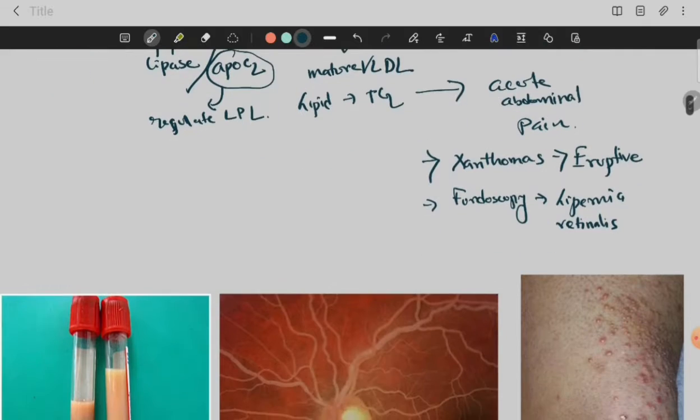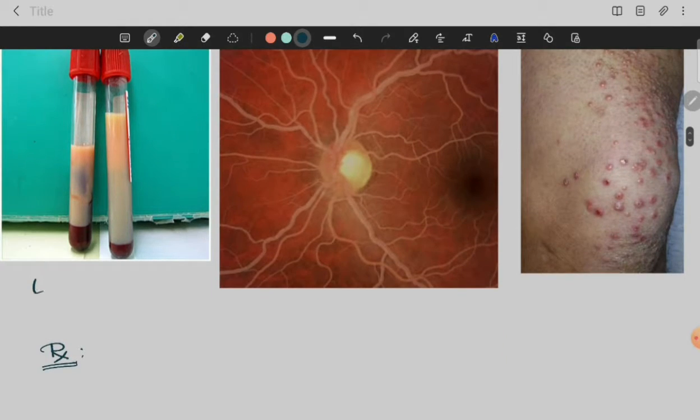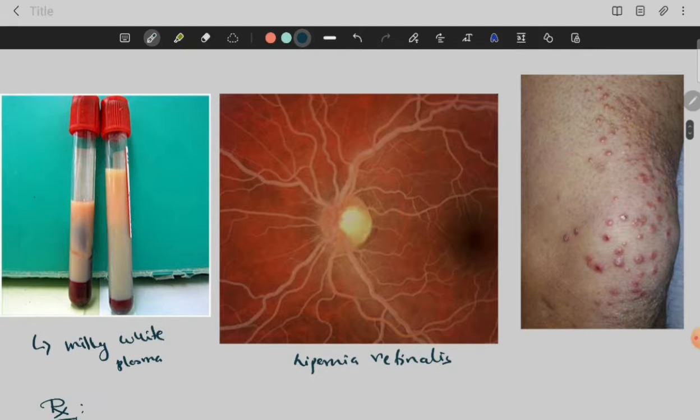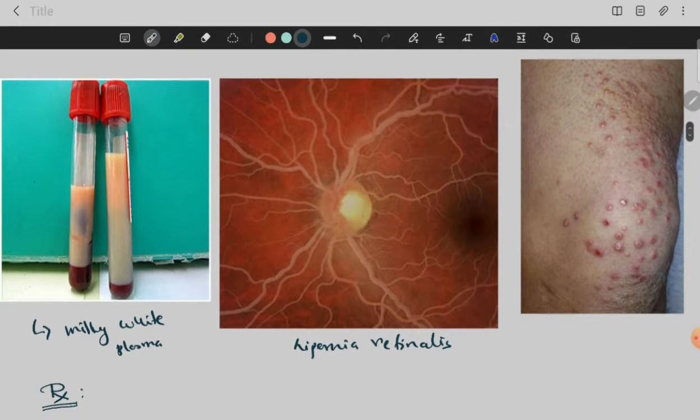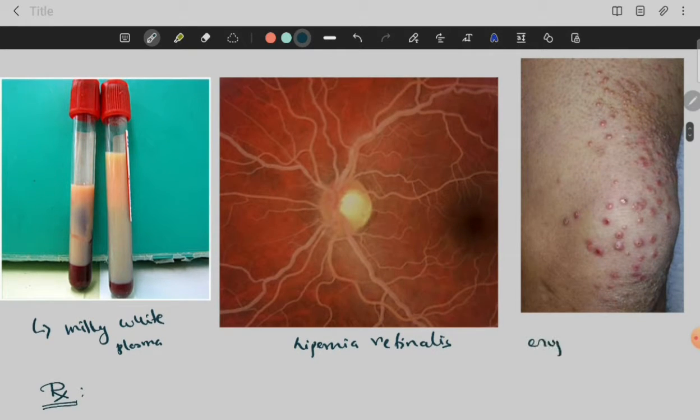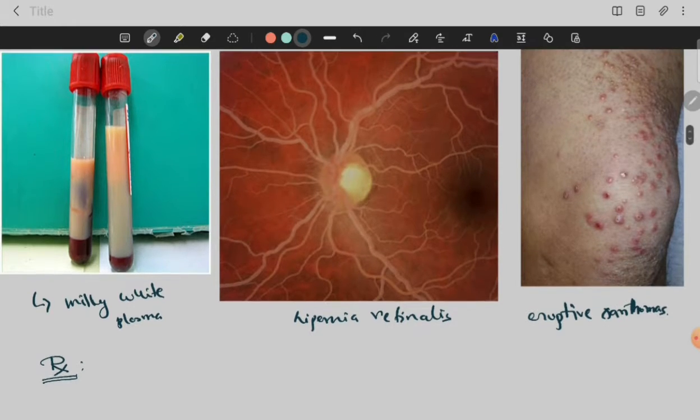Here you can see the images. This is milky white plasma. Here you can see the lipemia retinalis, and here you can see the knee joint, the skin over the knee joint showing the xanthomas, the typical eruptive xanthomas. Okay, we'll compare it with the other lipoproteinemias.